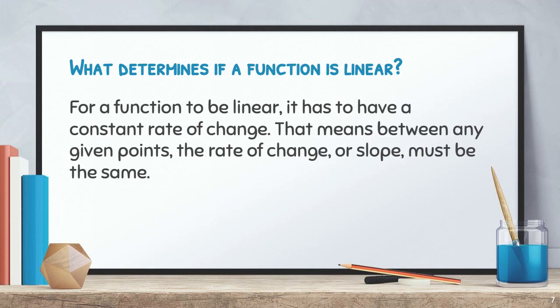So, what determines if a function is linear? For a function to be linear, it has to have a constant rate of change. That means that between any given points, the rate of change, or the slope, must be the same. So if I'm looking at a table, whichever 2 points I choose, it has to have the same slope.